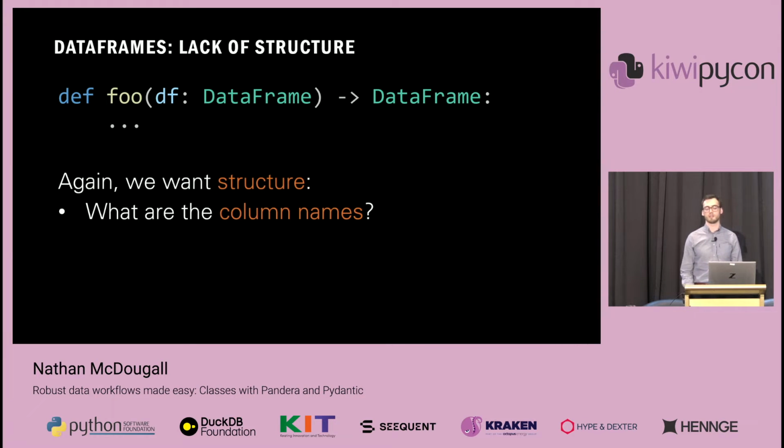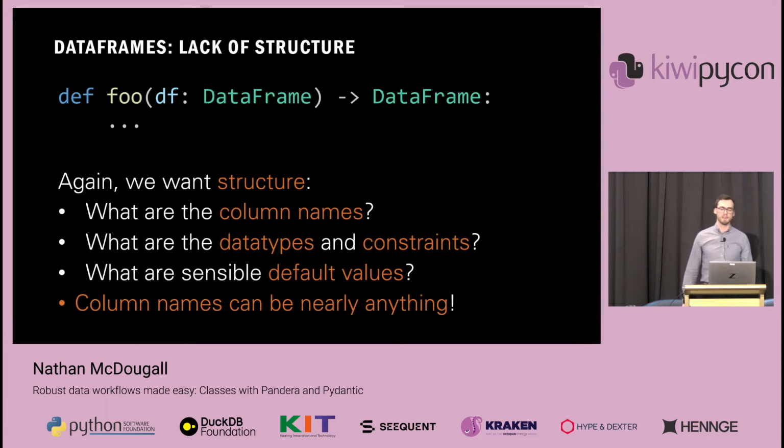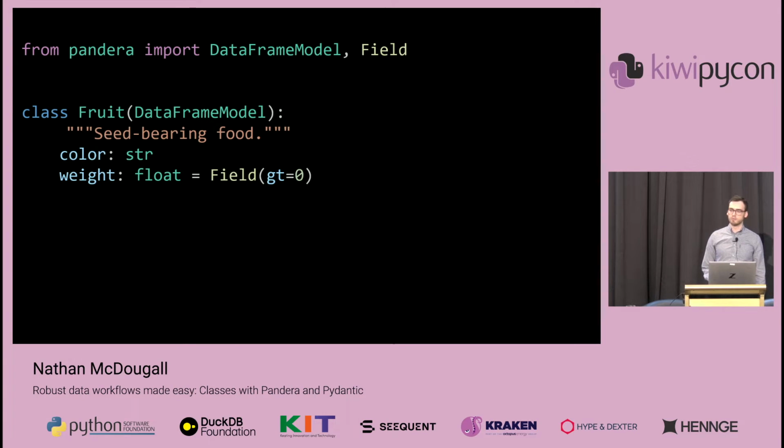So how do we get that structure? How do we specify our column names, the data types, the constraints on our data, sensible default values? Because column names can be nearly anything. So one solution, and there are many, but I'm a big fan of, is the package called Pandera. And this is perhaps less well known than Pydantic, which is the most popular data validation library in Python. But Pandera actually has a very, very similar API to Pydantic.